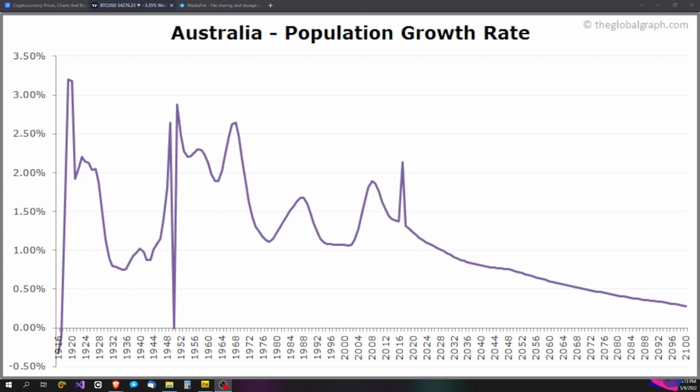You look at a chart like this, and the first thing that jumps out at me is I see a bear flag. We've got a big triangle shape over here on the left, and we broke out to the bottom and just continued to plummet. Now, granted, this is projected off into the future, but yeah, there's Australia's population growth rate, clearly in a bear market.